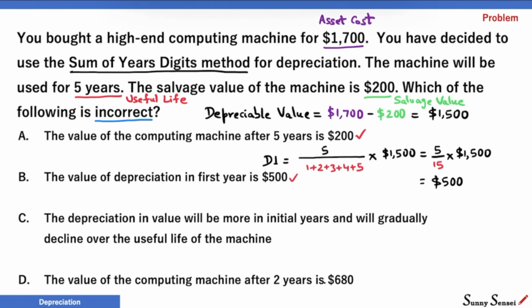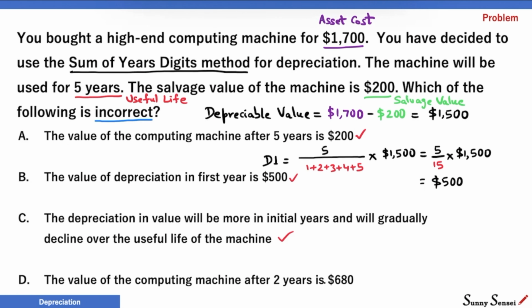C says that the depreciation in value will be more in initial years and will gradually decline over the useful life of the machine. This is definitely true for sum of years approach, an accelerated depreciation technique. C is also correct. We are only left with D. This has to be the incorrect statement and our answer. Still, we will have a look at this.